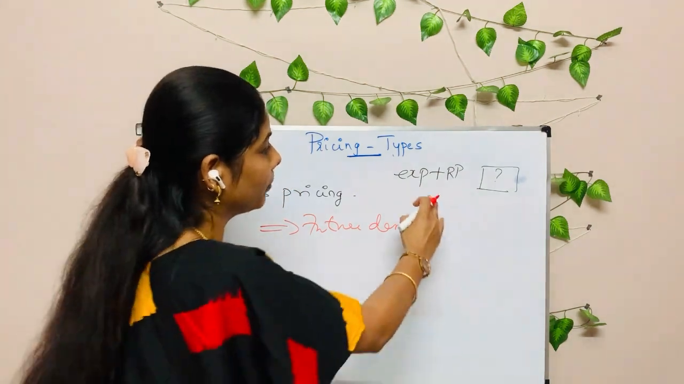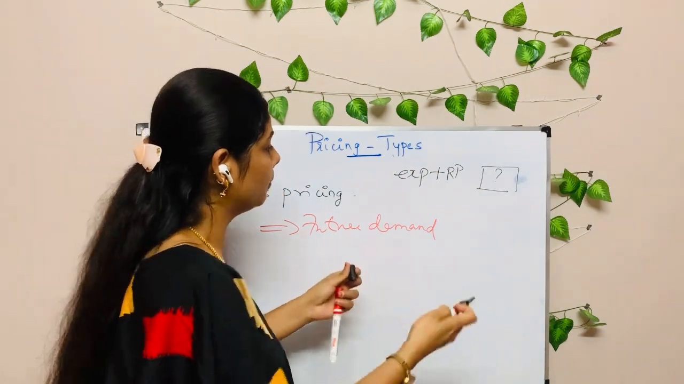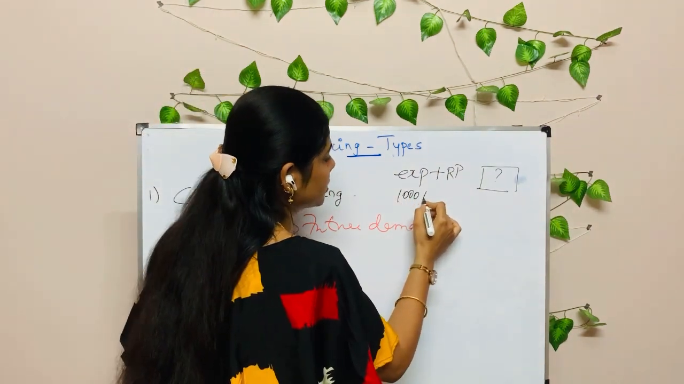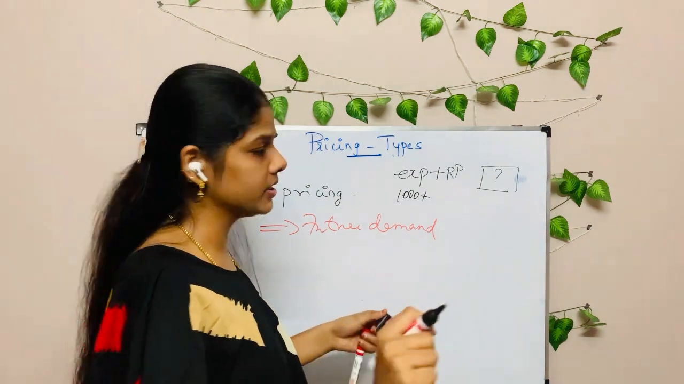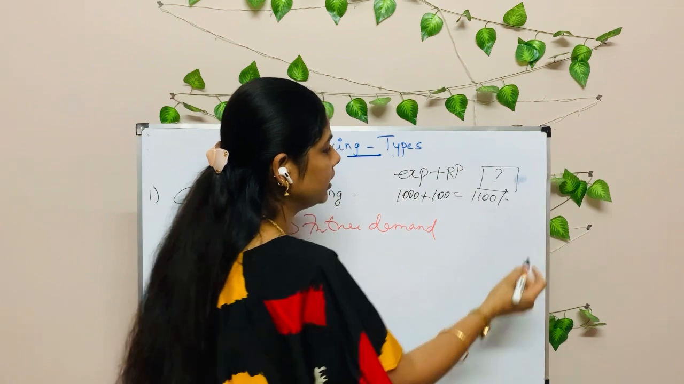Why? Because our prices are fixed. So in our previous example, our expenses are 1,000 rupees. He wants only 10% profit. Let us keep it to be 100. So the whole price of the product is only 1,100.